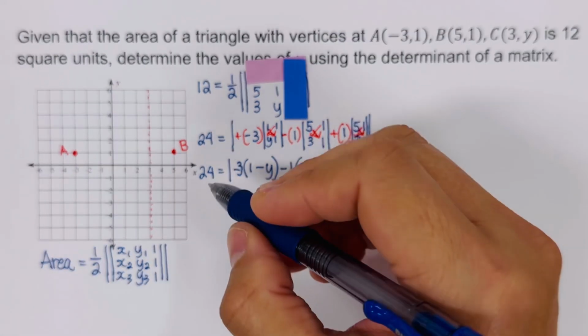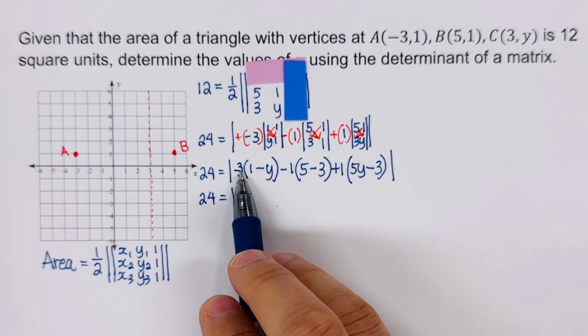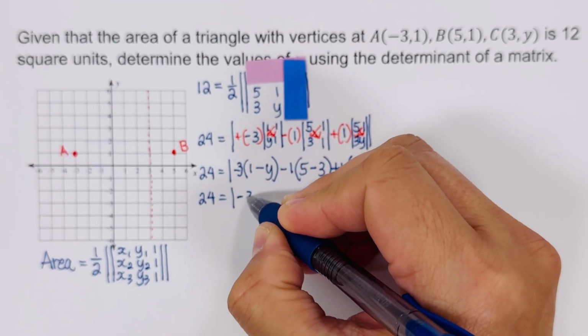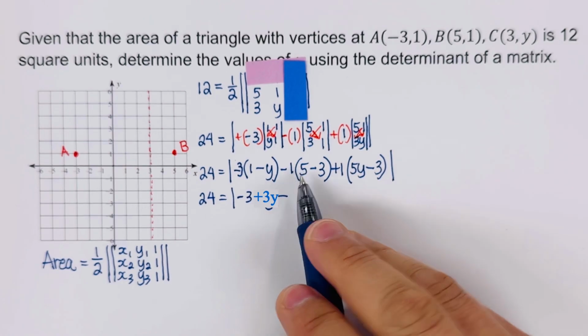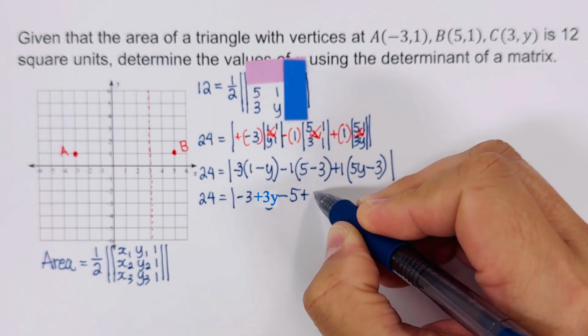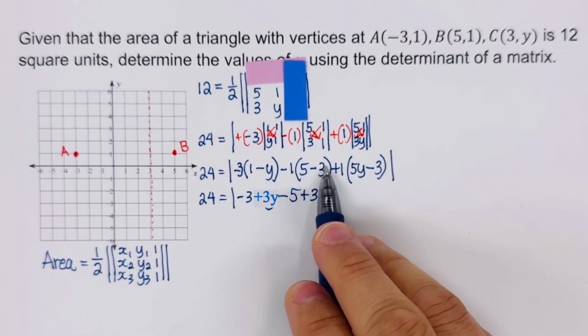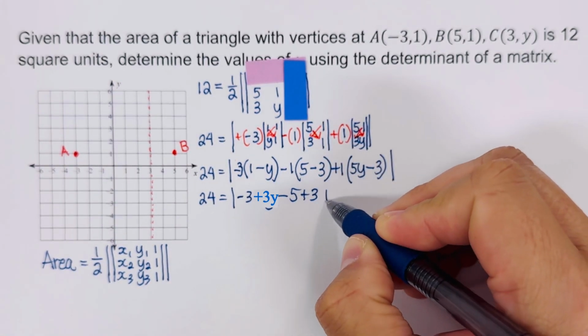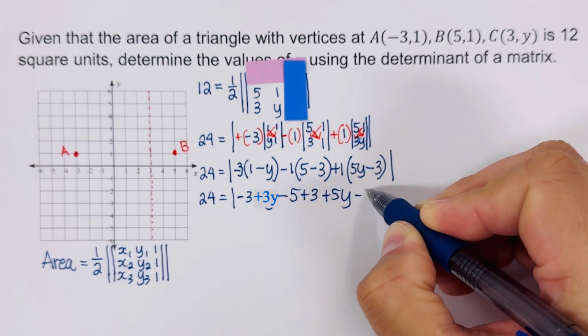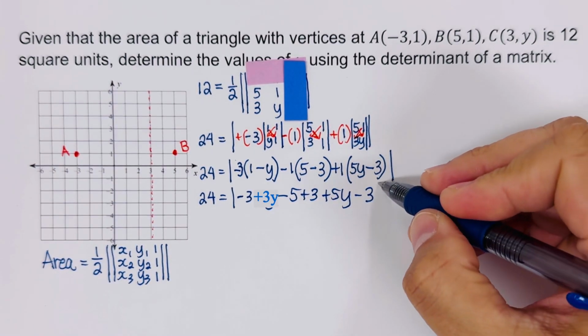So we go ahead and simplify this further. So we can distribute this. This will come out -3 plus 3y minus, that's 5 plus 3, because we're distributing the -1 to each of the terms. And then we're going to distribute this 1 to each of the terms there. So that would be plus 5y minus 3. And that's an absolute value.